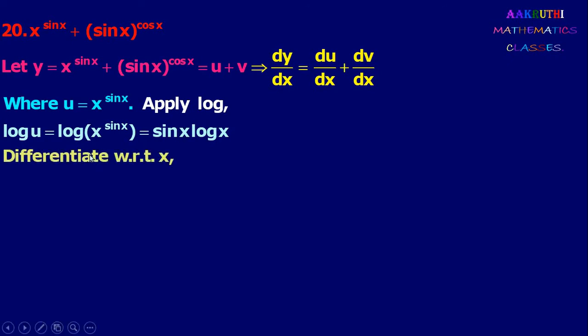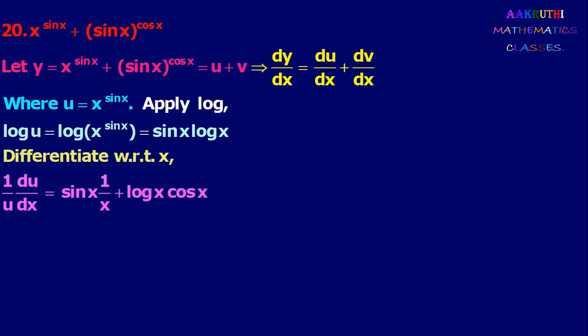Differentiate with respect to x, we get log u differentiation is 1 by u into du by dx, and sin x into log x is UV rule. So write sin x as it is, log x differentiation is 1 by x. Then write log x as it is, sin x differentiation is cos x. UV rule, sin x is first function, log x is second function. Writing sin x as it is, log x differentiation is 1 by x. Then log x as it is, sin x differentiation is cos x.